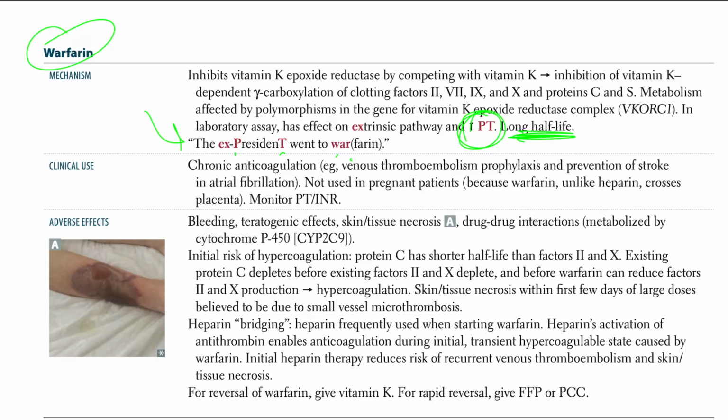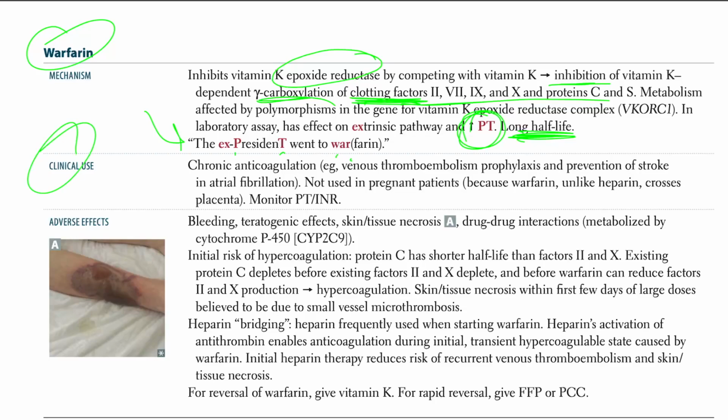What do we have? Warfarin inhibits epoxide reductase, right? And leading to inhibition of carboxylation of these factors. So they're not going to be carboxylated. That means they're not going to be mature, and they're going to be inactive. And that's pretty much what we have for the mechanism.